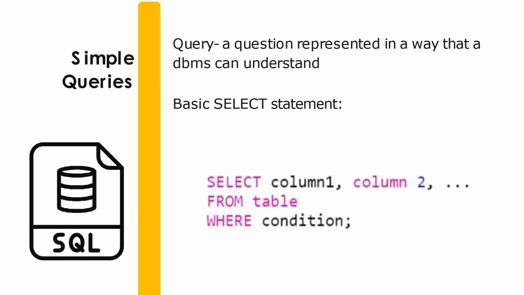To fetch data from our tables, we use the basic select statement. We start with the keyword select, the names of the columns that we would like to appear in our data, the keyword from, the name of our table, the keyword where, and the condition that we need to satisfy.